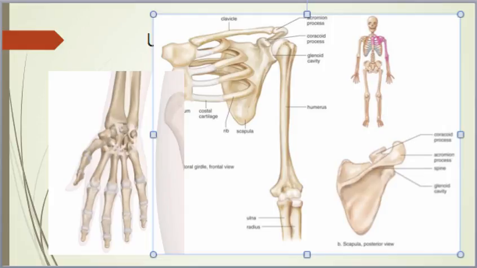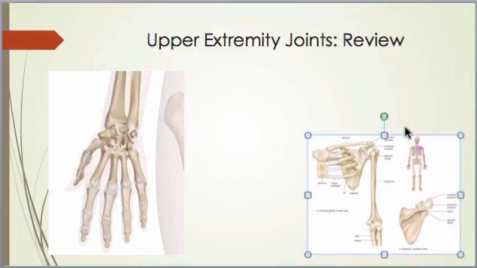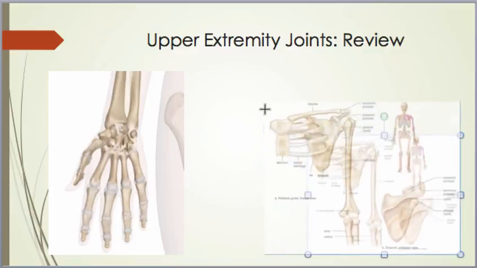Well, rotation, right? Pronation, supination. How many degrees of freedom? 1. And what axis of rotation does that occur in? It occurs in the horizontal plane, right? So it is also a pivot joint, okay? It occurs around 1 axis of rotation.